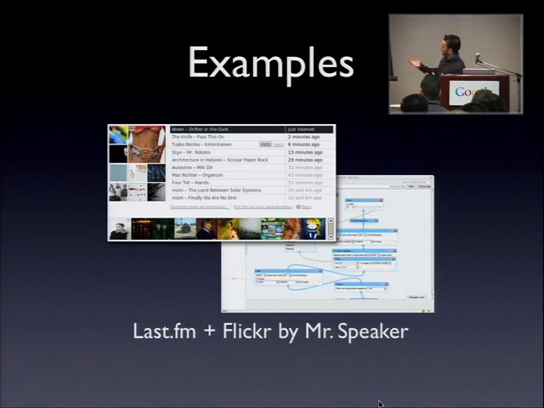Somebody took, actually Mr. Speaker, I don't know the real name of that person, took the data feed from Last.fm, which is the recent tracks played by a user, put it through Pipes and, using content analysis and the Flickr API, found pictures related to each artist being listened to by that user, and took the JSON output and piped it into a Greasemonkey script that inserts a badge back into Last.fm. So as you're browsing around on Last.fm using this Greasemonkey script, each user's profile page gets augmented with this badge of their Flickr images.